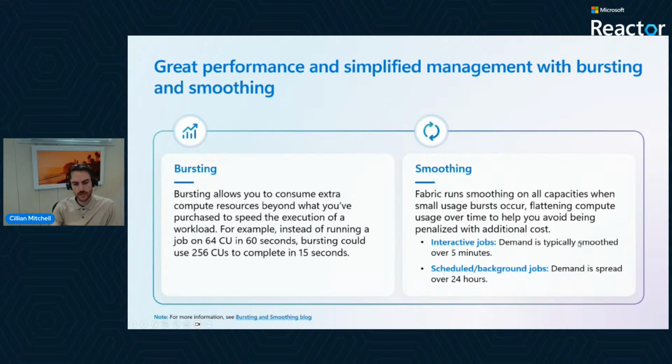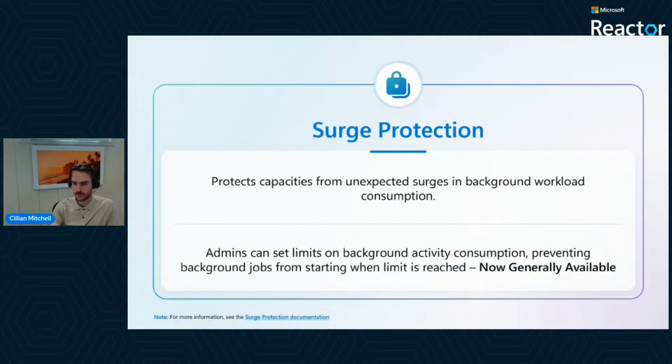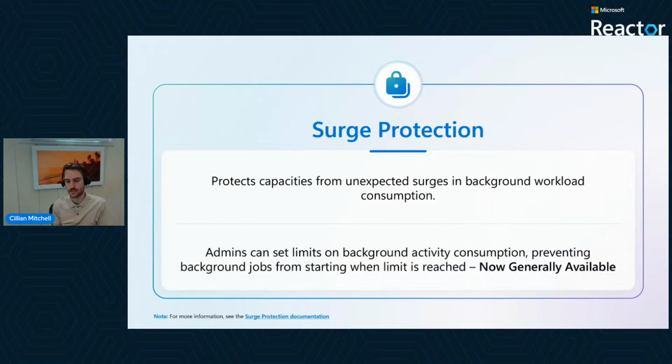The other tool that a lot of folks are now using is called surge protection, which is actually now generally available. So definitely go ahead and start using it. It helps protect your capacity from those unexpected surges in background consumption. With surge protection, you can set limits on how much capacity your background jobs can consume, preventing them from starting when that limit is reached and potentially getting throttled.